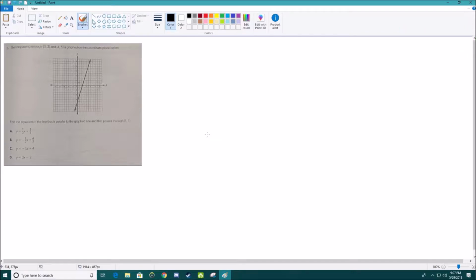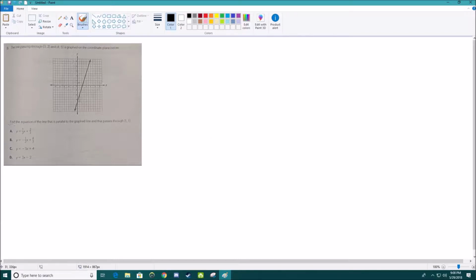The line passing through (3, 2) and (4, 5) is graphed on the coordinate plane below. Find the equation of the line that is parallel to the graphed line and that passes through (1, 1). Wow, this is a hard question. So, let's break it up.